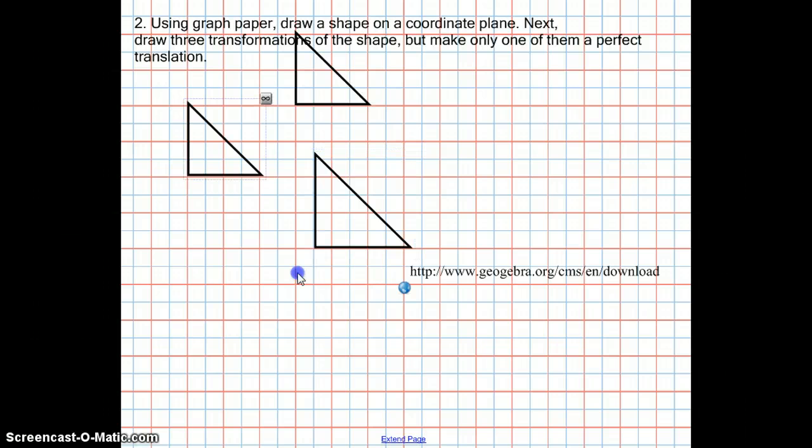I could also take one more triangle, enlarge it a wee bit, and turn it. Okay, that would not make it a perfect translation. So this one would be the perfect translation.